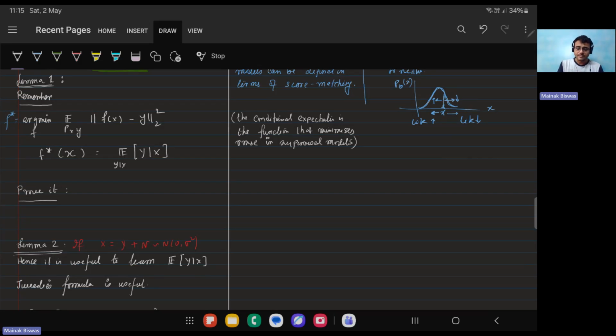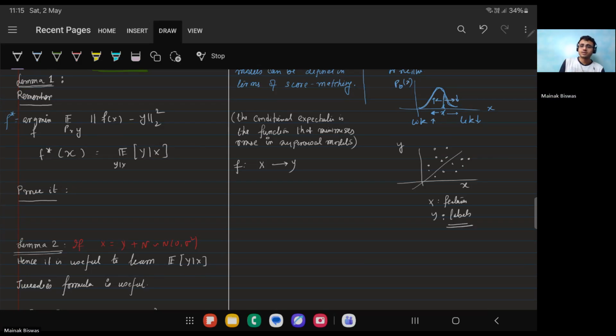It is known that if you have a function f, and your f is trying to map from x to y, say a linear regression line like this, a simple example is linear regression line, and it's trying to make a prediction of a label y, where x is the features, y are the labels, right?